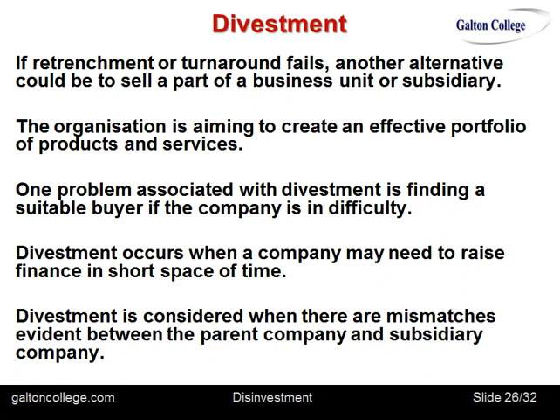If there's a company that has a subsidiary, but they're not fitted, they don't really go together. There's not room for much synergy between them. Then there may be divestment. The company may sell off the subsidiary and get out of that line of production. So we have the three approaches: retrenchment, turnaround, and divestment, all trying to slim down the business and perhaps turn around the business and address issues.